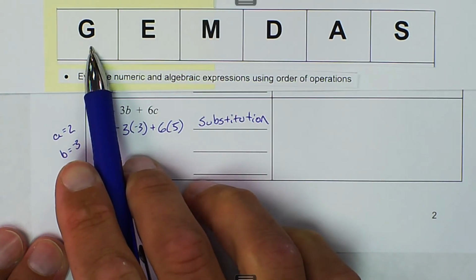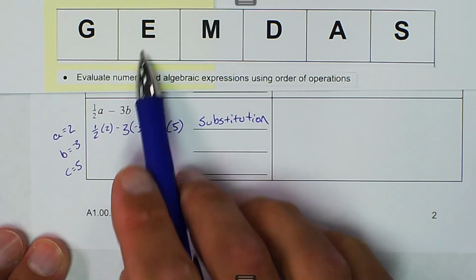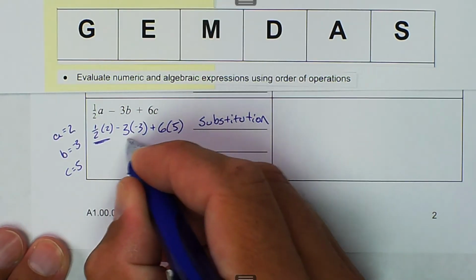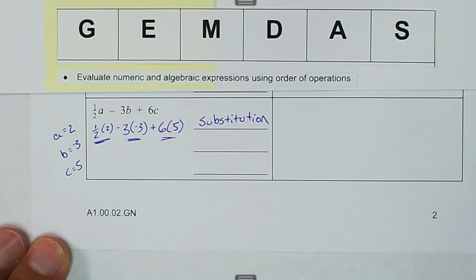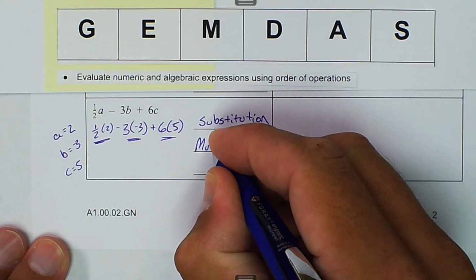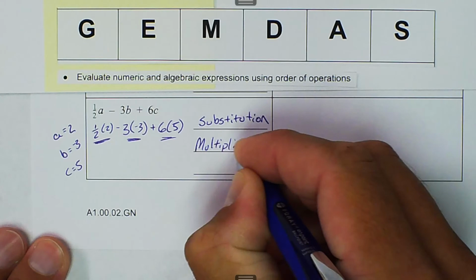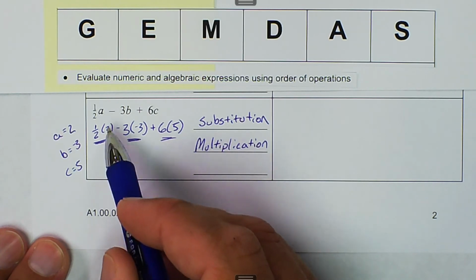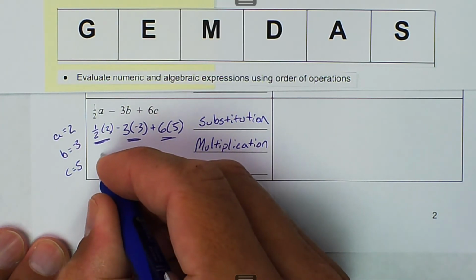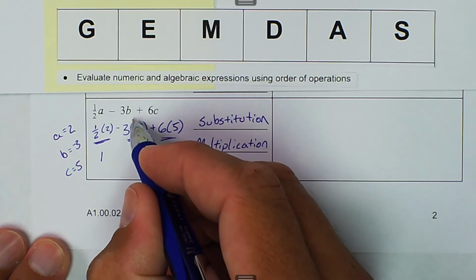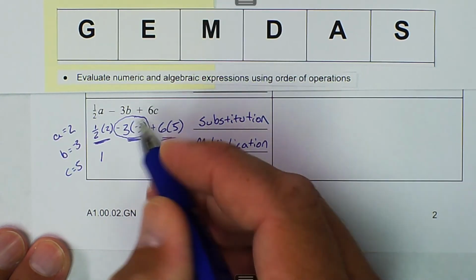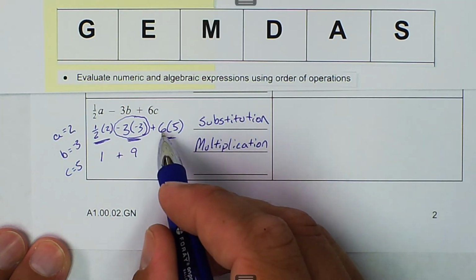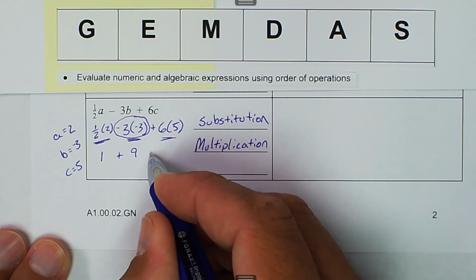Do we have any groups? No, we don't. Do we have any exponents? No, we don't. Multiplication or division? Yep, we have 3 cases of multiplication. So that's our next step. One half multiplied by 2. Basically, that's saying 2 divided by 2. So that is going to be equal to 1. Then we have this -3 multiplied by -3. So that's going to be plus 9 because negative times negative is a positive. And 6 times 5, that's going to be plus 30.